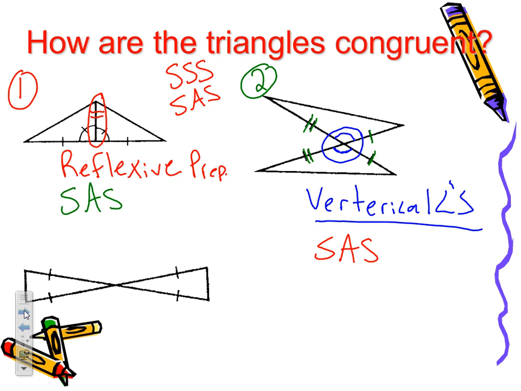Last one. Exactly like the last one we just did. Example number 3. These are vertical angles. So we'll write vertical angles. And now we know it because of side, angle, side.